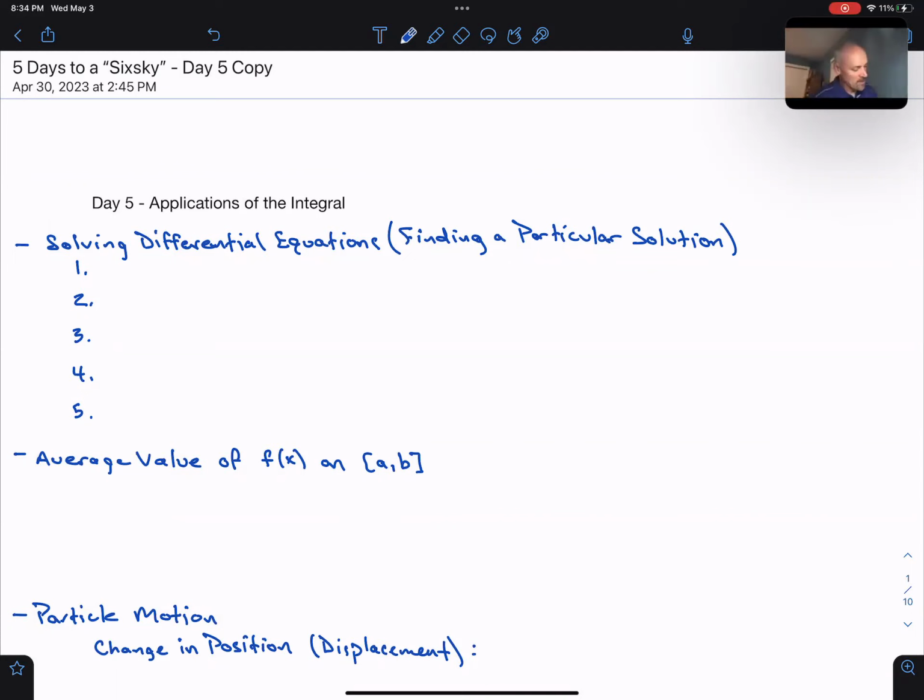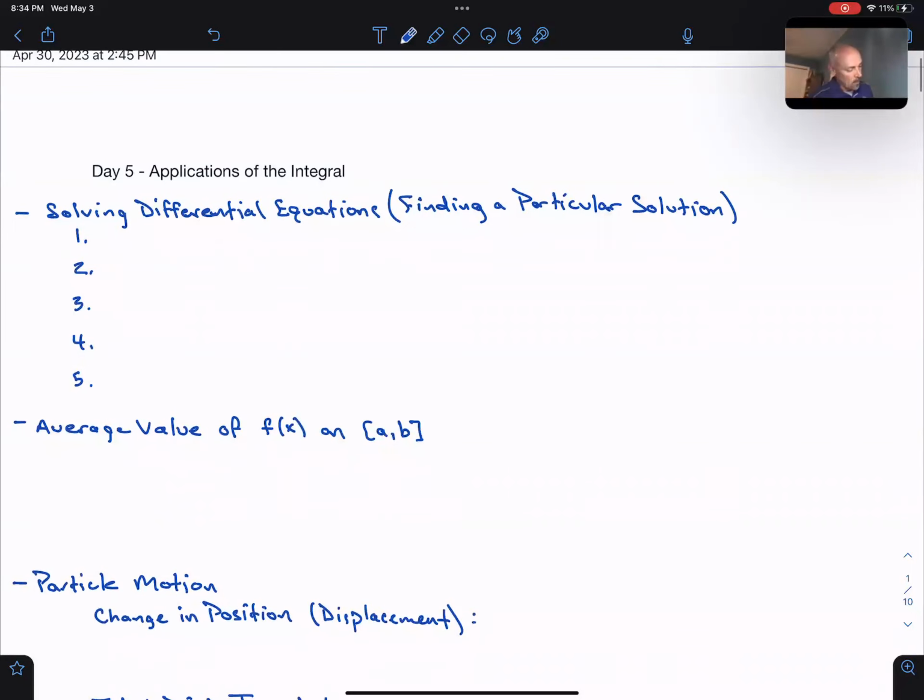So applications of the integral. One of the first main applications of the integral would be to solve differential equations, sometimes called finding a particular solution to a differential equation. Okay, so here we go. 5 steps that we need to keep in mind. First step, and the most important step, want to separate the variables.